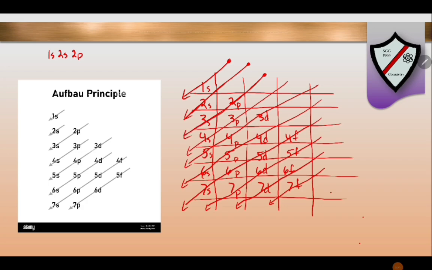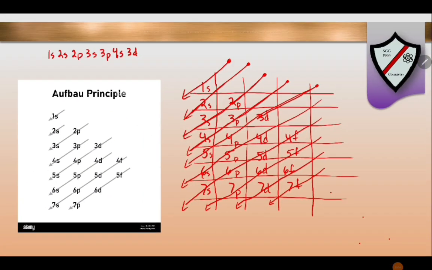Then we fill the 3s orbital. We start at the top of the next arrow. We now fill the 3p orbital followed by the 4s orbital. Then we start at the top of the next arrow. We see that 3d comes after 4s, and if we look at the diagram on the previous slide, we would see that the 3d orbital is a little bit higher in energy than the 4s orbital.